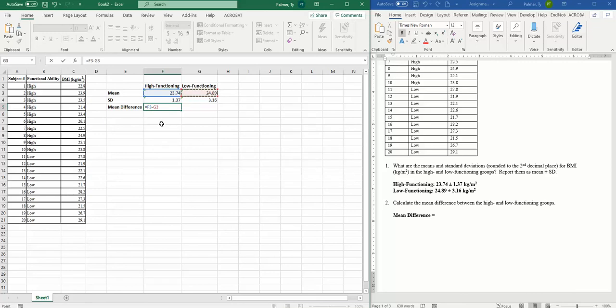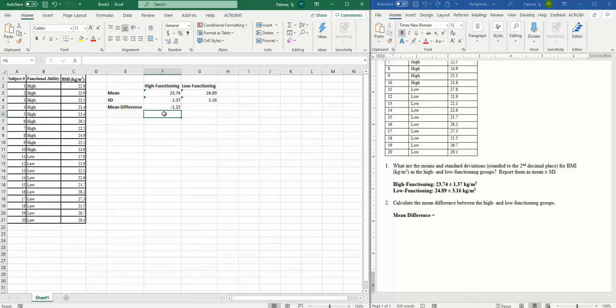And now that we've done that, basically what we've done is take the mean in this cell minus the mean in this cell, group 1 minus group 2. In this case, it's the high functioning group minus the low functioning group. Once we've done that, click enter on your keyboard, and that should calculate the mean difference. We get a mean difference of negative 1.15.